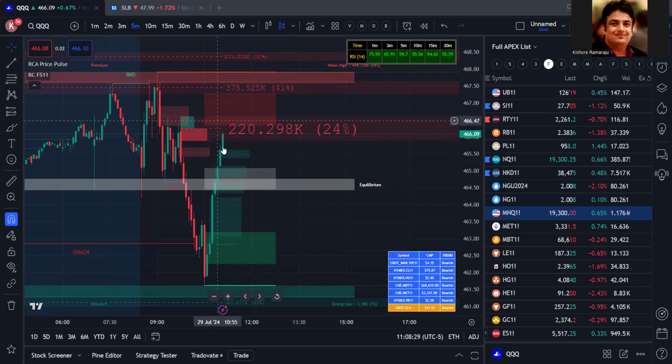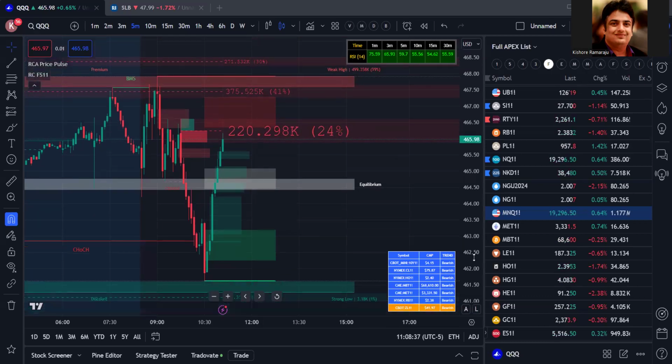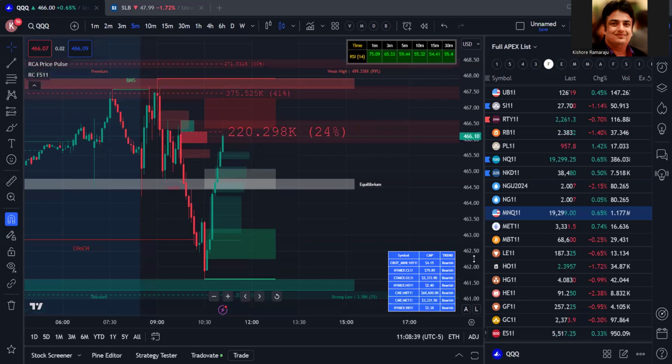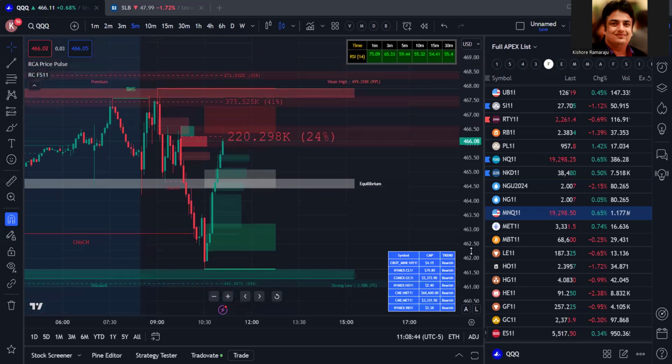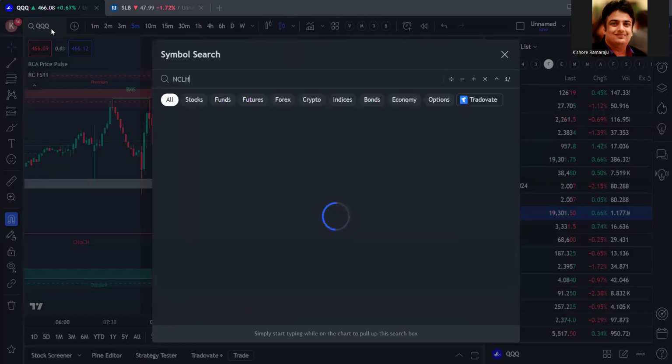There is a huge sell order block here, so there is a possibility for QQQ to reverse. So that's why we took the profits. Your NCLH is moving really good.